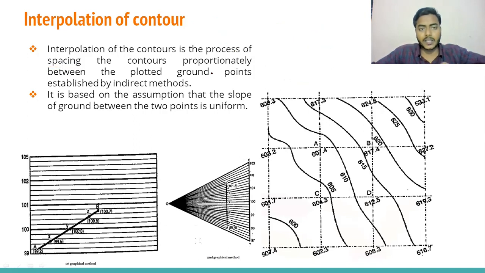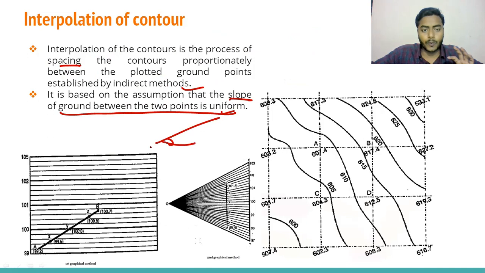Okay, now read the statement again. Interpolation of the contours is the process of spacing the contours proportionally between the plotted ground points established in the direct method. Right? The same assumption that we are going to take here also, that interpolation is based on the assumption that the slope of ground between the 2 points, like A and B, will be uniform.